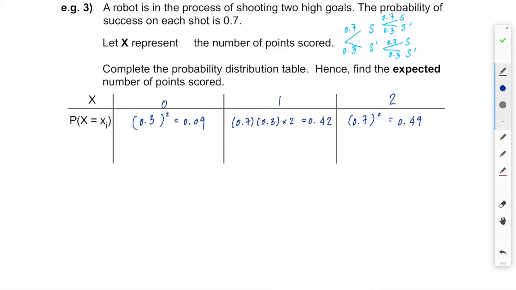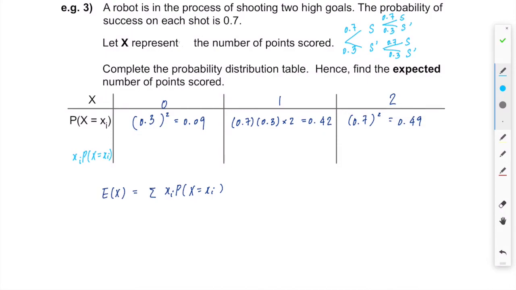Knowing that the expectation or the expected value of a distribution comes from the sum of multiplying x times P of x equals xi, I can actually use the chart again. So I'm going to create this row. Okay. Then I can easily multiply the 2 numbers on the first 2 rows.